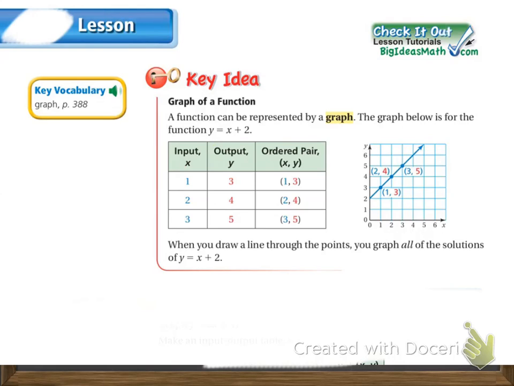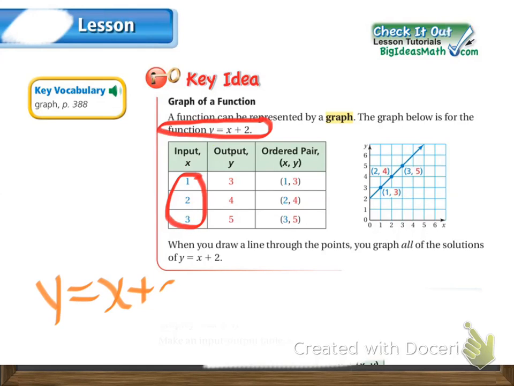Now, this table has been filled in for you, and the inputs here were chosen of 1, 2, and 3. When you use the function rule above, y equals x plus 2, that means you're going to add 2 to the input. So in this case, you would say y equals x plus 2. If x is 1, then you would say 1 plus 2 is 3, and you can see that's what they put in their output column.